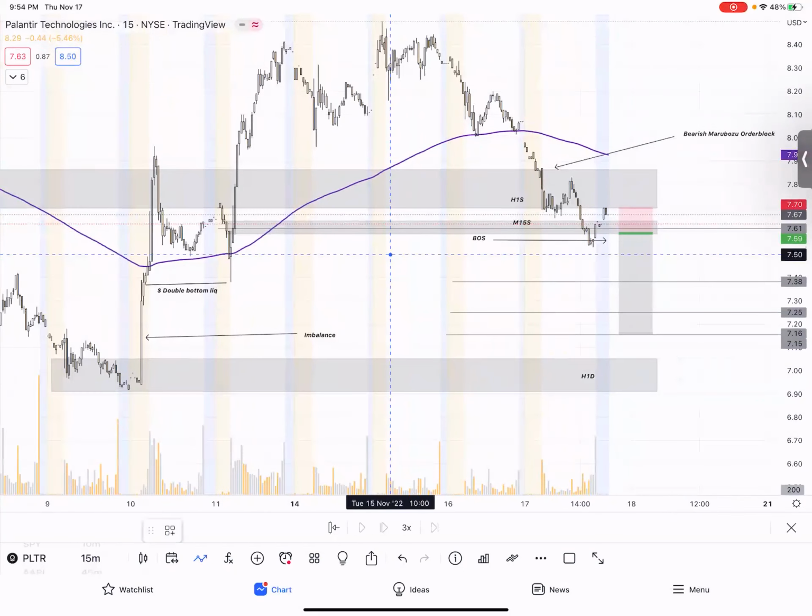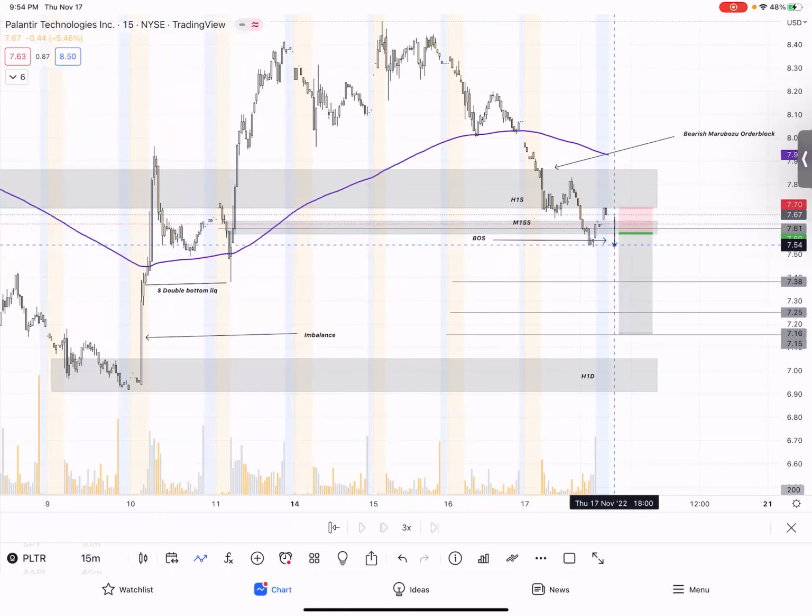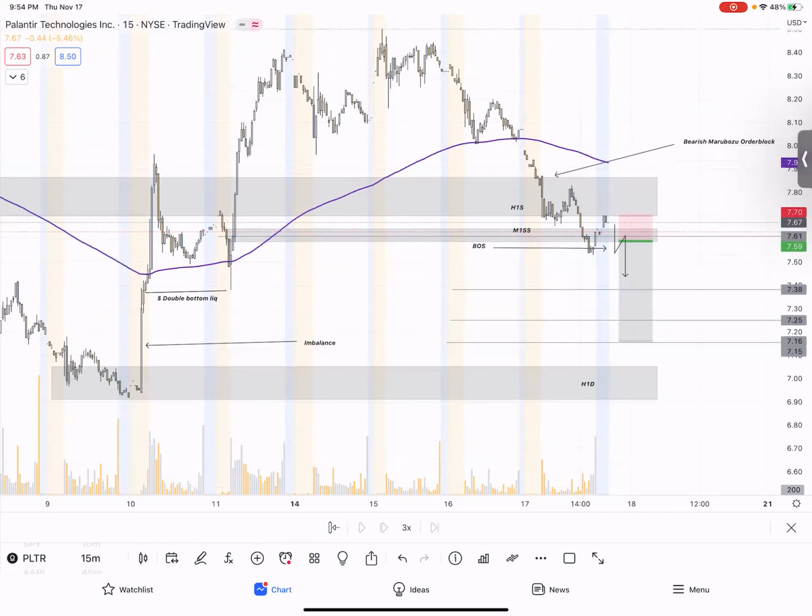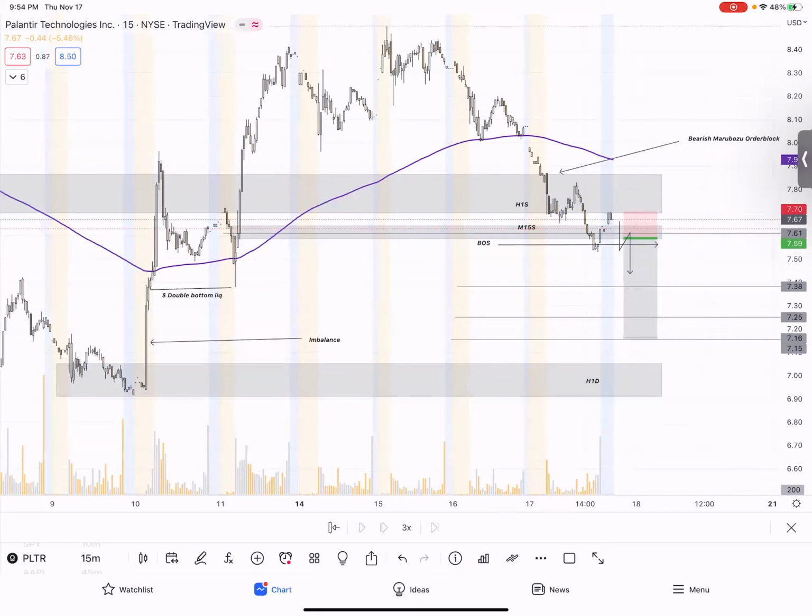And I'm just looking for a good reaction, looking for price to break through our 15-minute supply, come back up to retest, and then I'll take it with small size, and then size up upon the momentum.